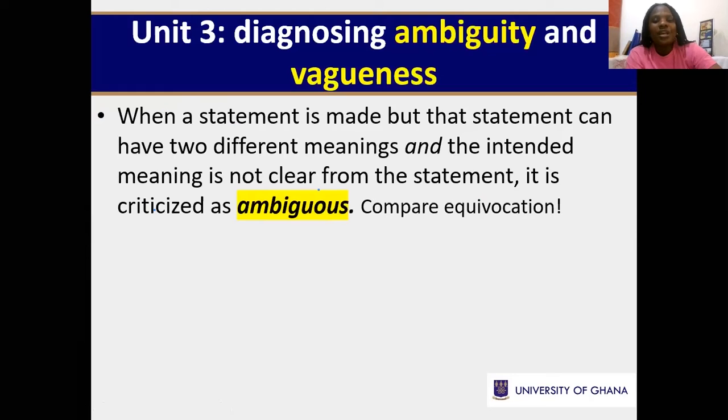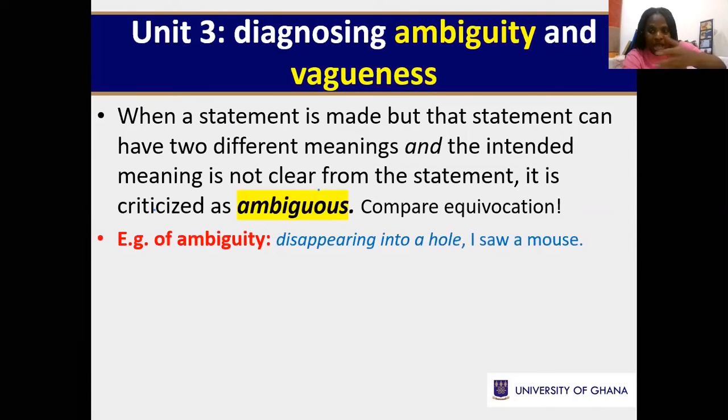When do we say a statement is ambiguous? That's also another technical term, but very simple. When a statement is made, but that statement can have two different meanings, and the intended meaning is not clear from the statement, then we say it is ambiguous. We criticize such a statement as being ambiguous. You make one statement, but that one statement can mean two different things, and it is not clear from your statement which of those meanings apply.